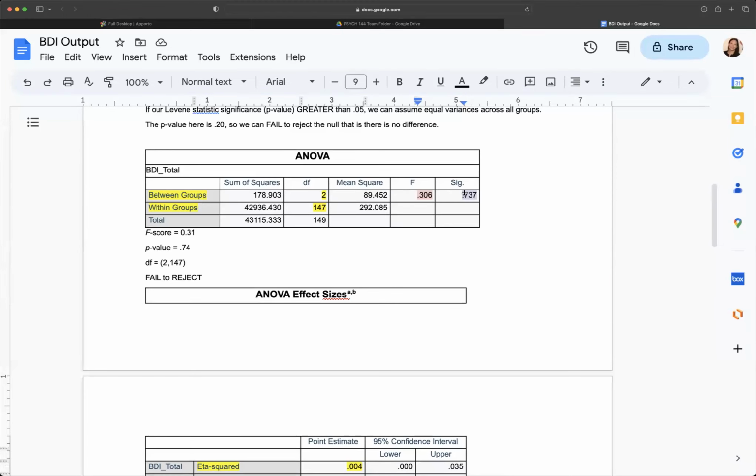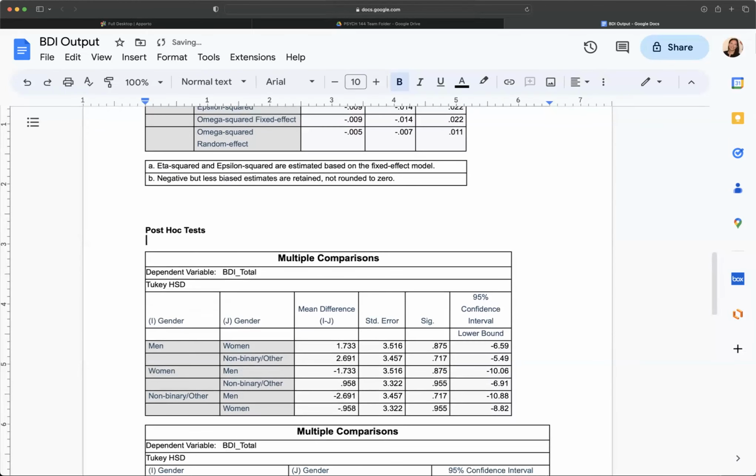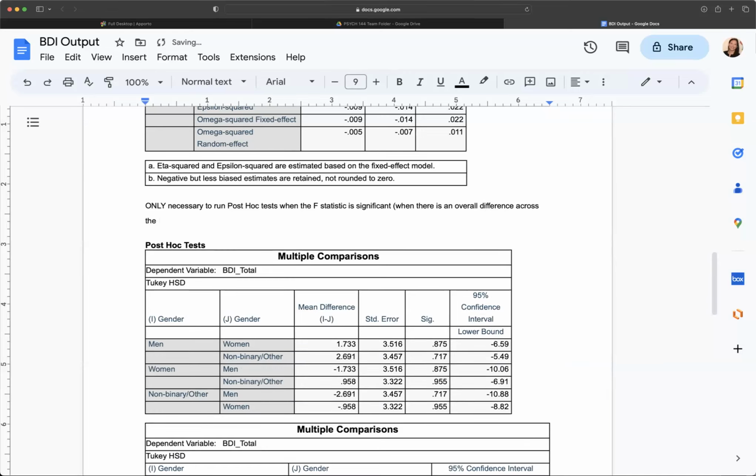So to come back to this, when our significance is 0.74, that means that it's very likely that we would find these kinds of differences if the null hypothesis were true, if there's actually no differences across the population. So we don't need the post hoc test. I'm going to put a note here that it's only necessary to run post hoc tests when the F statistic is significant, which means when there is an overall difference across the groups.